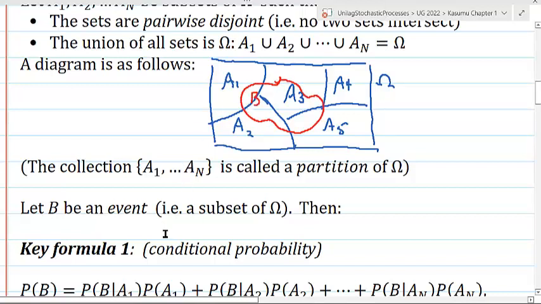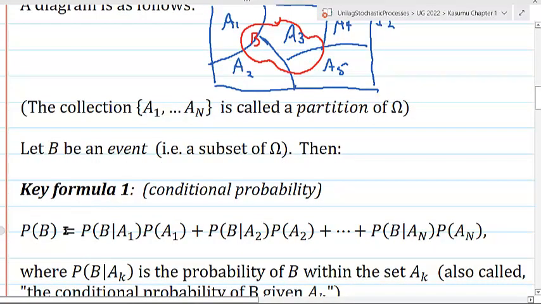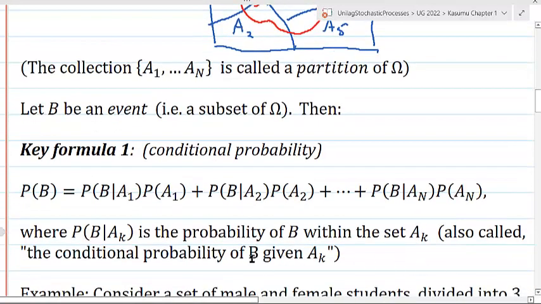Then we have this key formula, which is called the conditional probability formula. The probability of this event B is the probability of B given A1 times the probability of A1 plus the probability of B given A2 times the probability of A2 plus A3, A4, etc., and so on, up to the probability of B given AN times the probability of AN, where the probability of B given AK is the probability of B within the set AK. This is also called the conditional probability of B given AK.